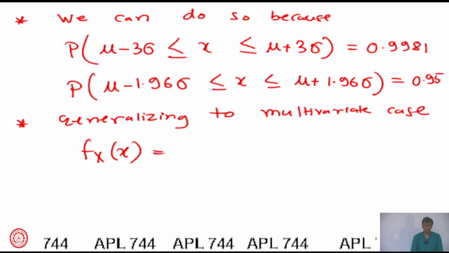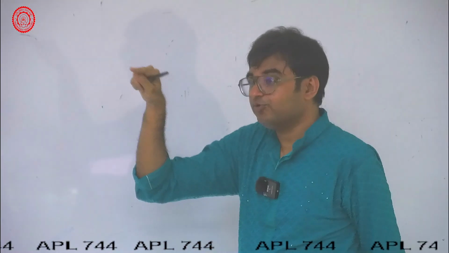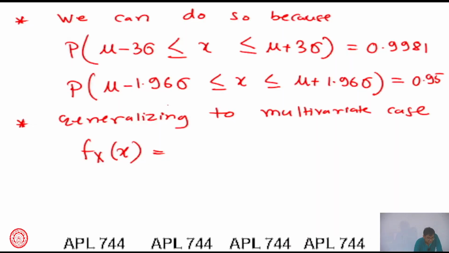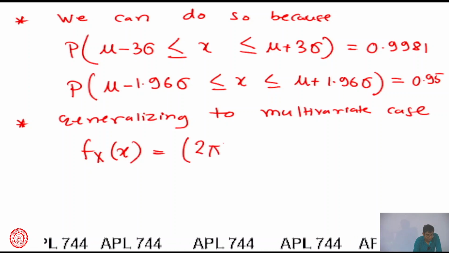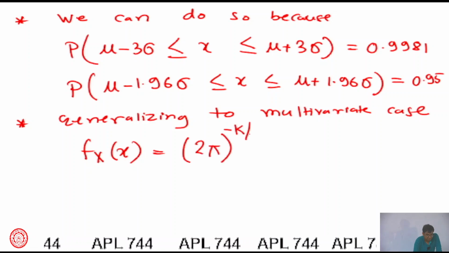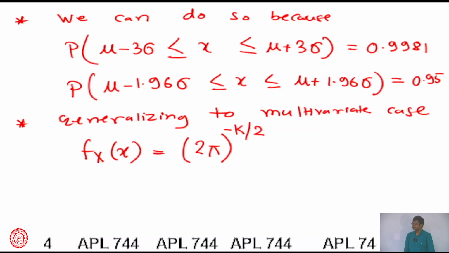This is now equal to, what was there? 1 by sigma root 2 pi. So root 2 pi will be there, but if there are k variables, it should be root 2 pi to the power k or something like that. So you will actually get 2 pi to the power minus k by 2, where I am assuming that x is multivariate and it has k states. So it is a k dimensional variable, it is a vector where there are k entries.